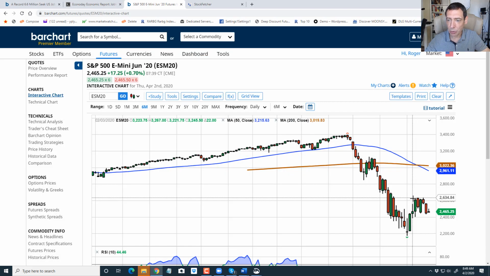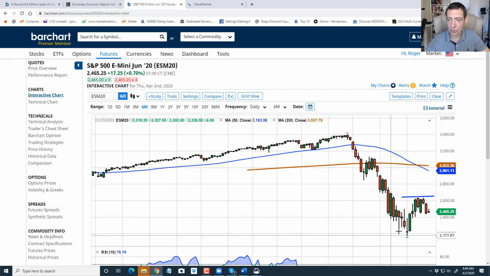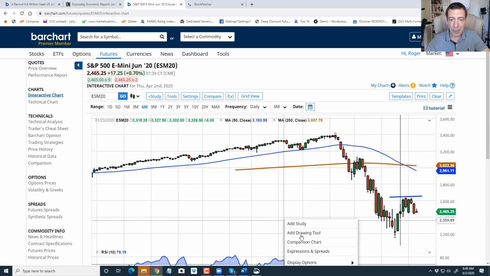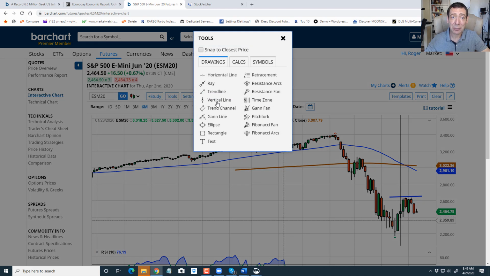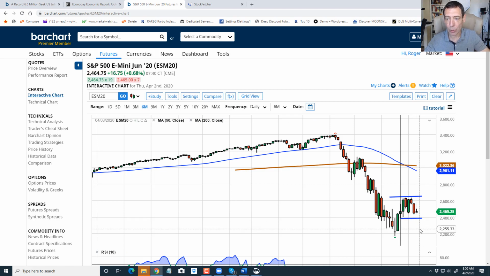Sometimes it's just easier to draw, even though I'm not much of an artist. That's the resistance area right there. And let me draw the support area for you, which is right here. Oops, my artistic skills are not to be desired. There you go, somewhere right around there. That's the channel we're in. If we break this channel to the downside, there is an extremely high likelihood that we will test the bottom.